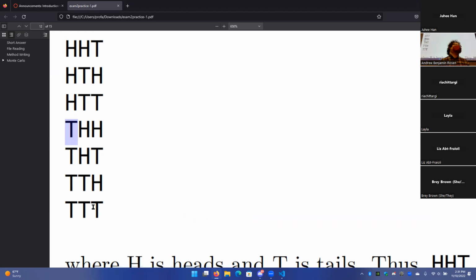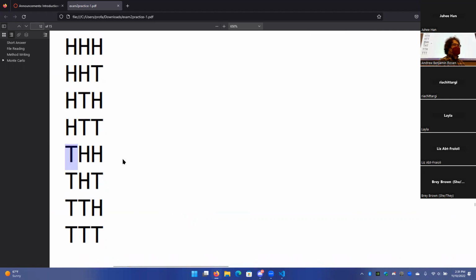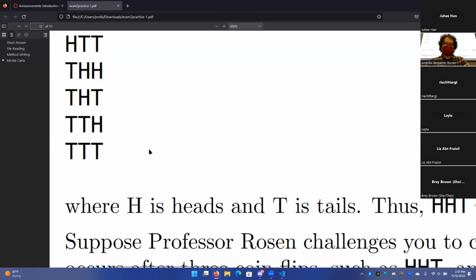Where order matters: my first coin flip, my second coin flip, my third coin flip. These 8 outcomes are equally likely. That's not the trick here. I'm not trying to trick you. These 8 are all equally likely to occur. Those are the 8 different outcomes you can have for flipping 3 coins: 2 possibilities times 2 possibilities times 2 possibilities for a total of 8.